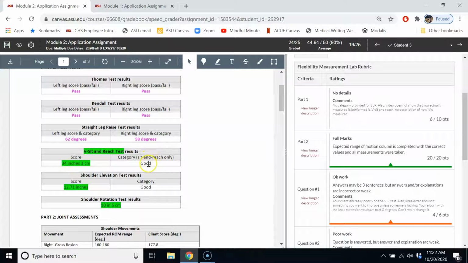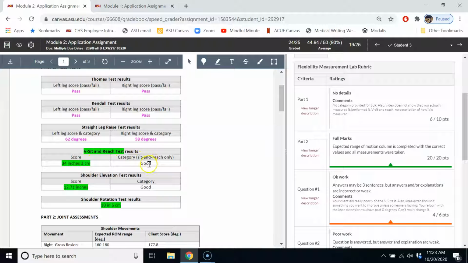If you've done the sit and reach test with a sit and reach box, you'll have a category here. Most of you will not have access to a sit and reach box, so most of you will do the V sit and reach. I know that this measurement is wrong because a V sit and reach is pretty difficult. Most people are not flexible, so I'm expecting to see -5 inches to +5 inches, somewhere in there, maybe more if somebody's really flexible. But the fact that I see +34 inches here is a real red flag to me.